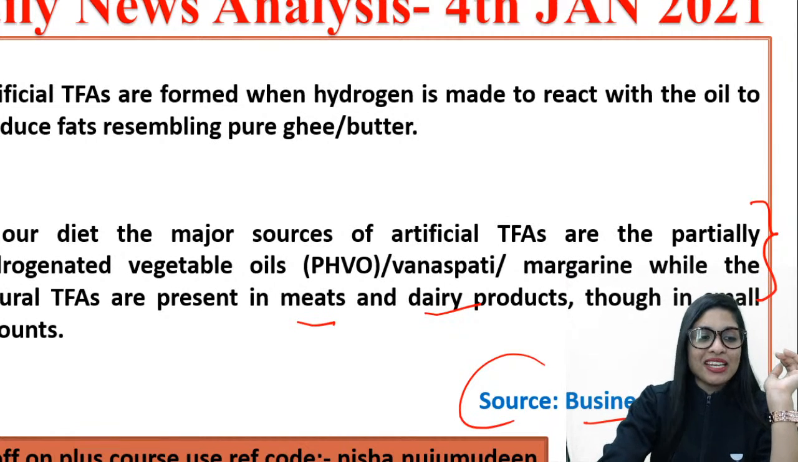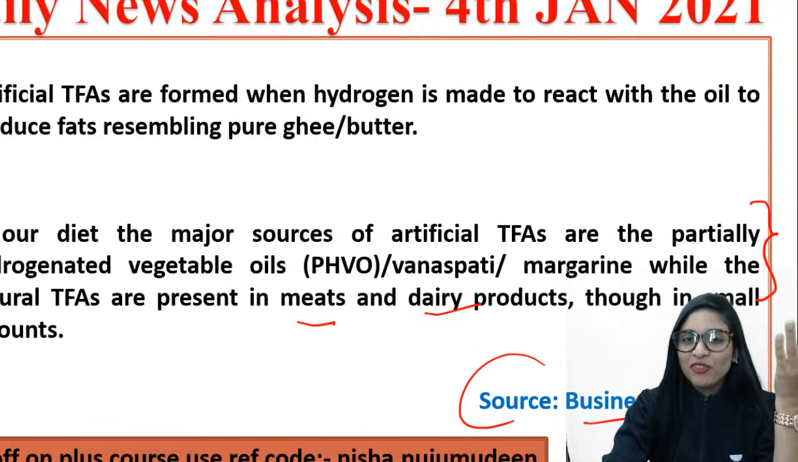Look at Gauzia ma'am telling us, drink lemon juice. Exactly, ma'am. We have to drink a lot of lemon juice as well.